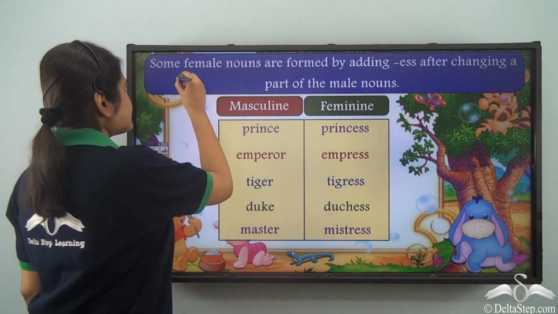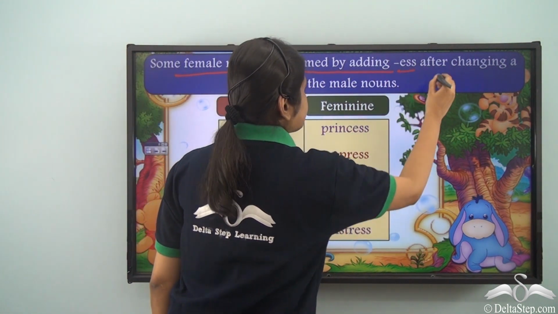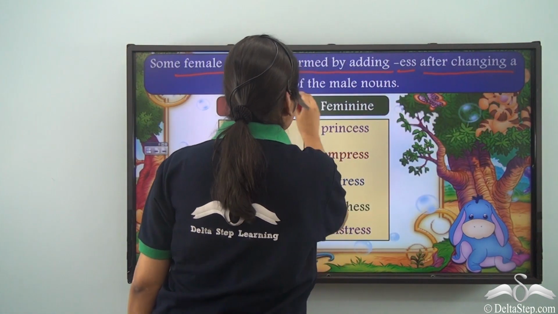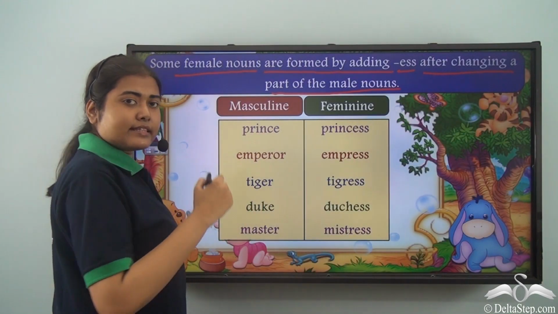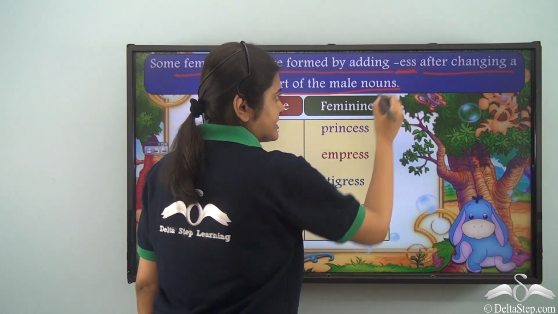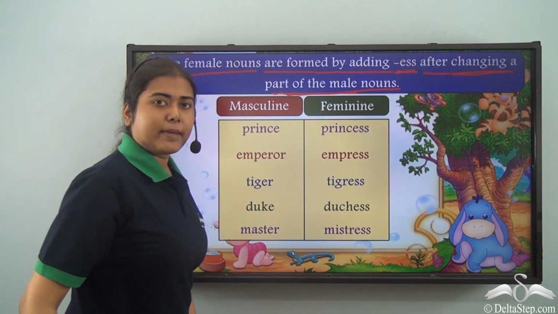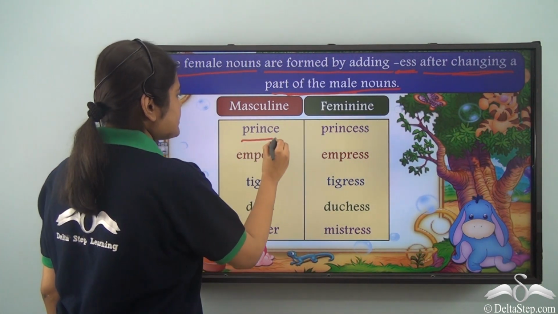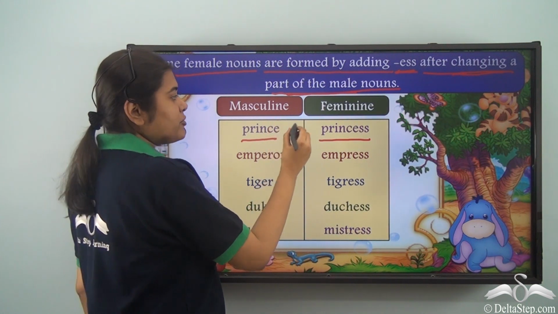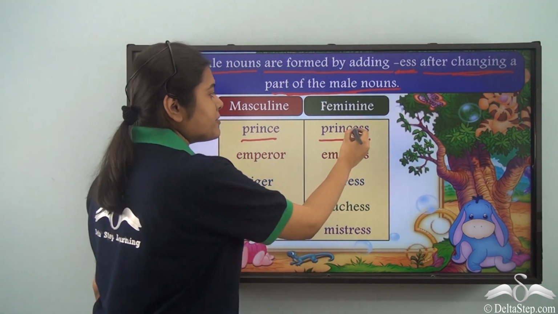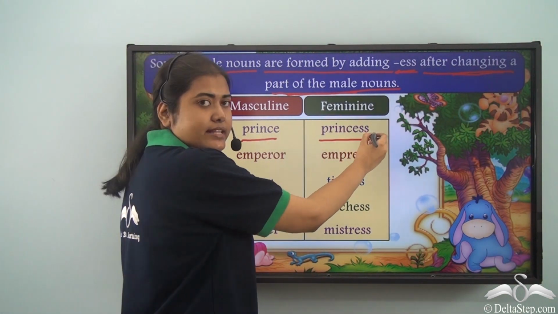So you will see that some female nouns are formed by adding ESS after changing a part of the male nouns. So the difference lies in the fact that in this case we add ESS only after changing a part of the male nouns. So here prince becomes princess. So we have an E already, but we do not have two E's for princess. So one E is removed and then we have ESS.